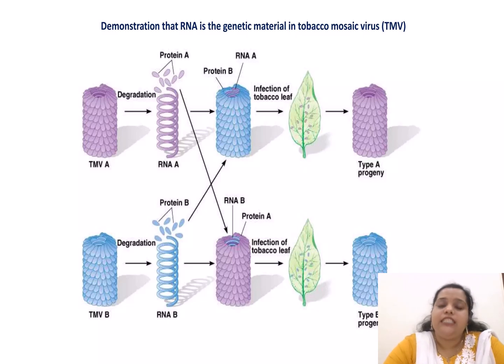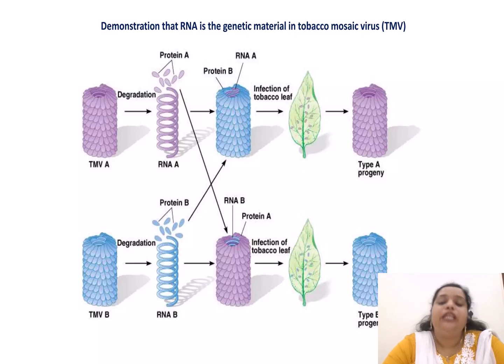So what he did was he mixed and reconstructed new types of virus by interchanging the protein content between tobacco mosaic virus A and tobacco mosaic virus B. So he reconstructed the tobacco mosaic virus by using RNA of tobacco mosaic virus A and protein of B, whereas protein of A and RNA of B.